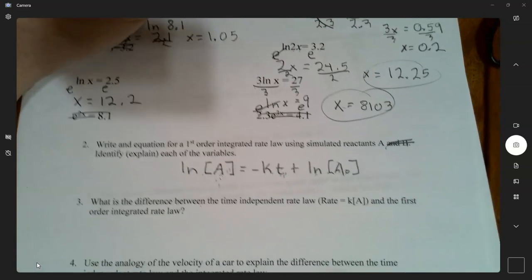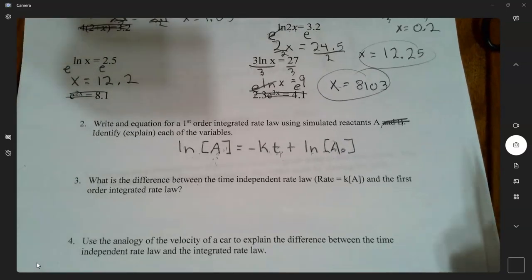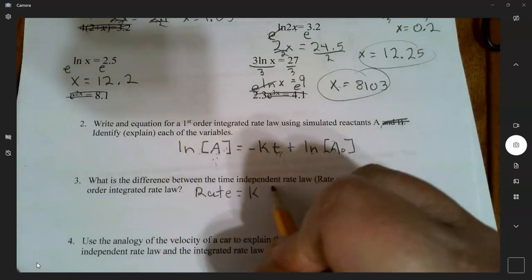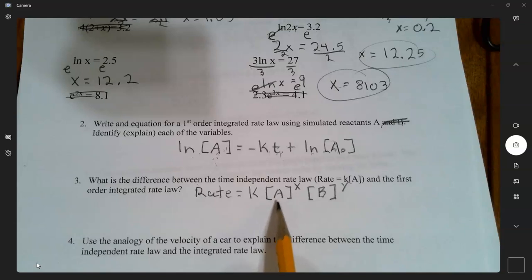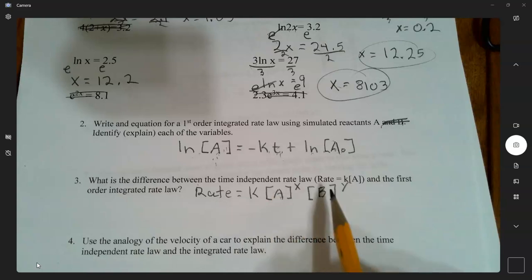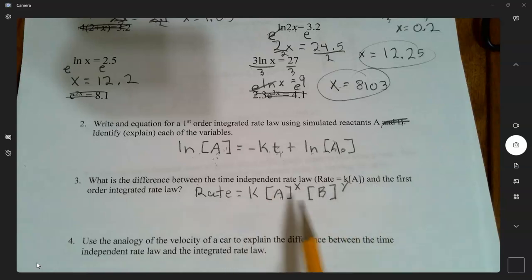Okay, we'll keep going. What is the difference between the time-independent rate law and the first-order rate law? The time-independent rate law, the one we did earlier, looks something like this. You'll notice time is no part of that equation. It's purely a function of concentrations of A and concentrations of B. And again, in this one we usually have more than one reactant. It doesn't have to, it could have more. So A, B, we can even have a C. So this is not a function of time. It's a function purely of concentrations. Again, I'm saying that because I want you to write it down. I don't want it to be a copying exercise.